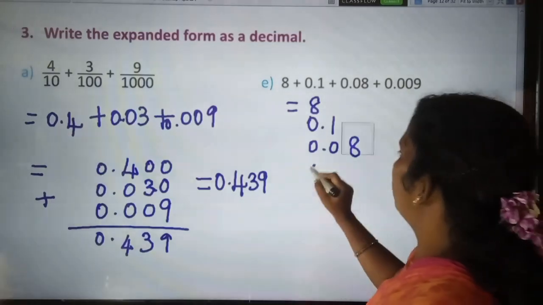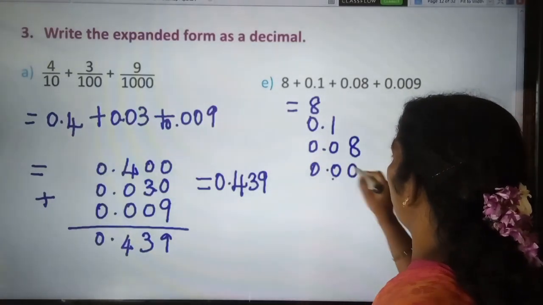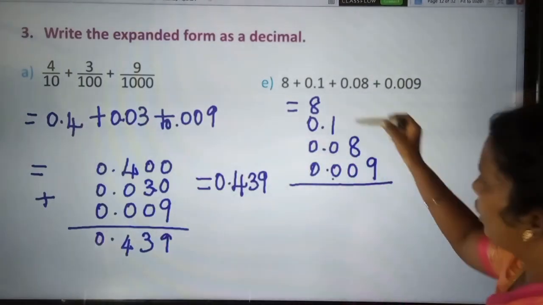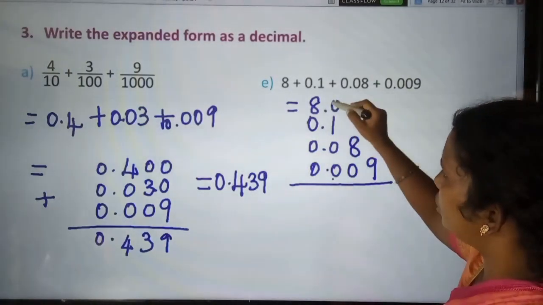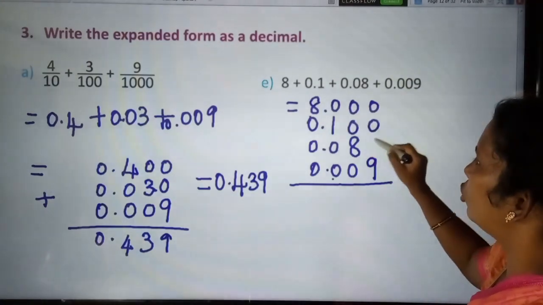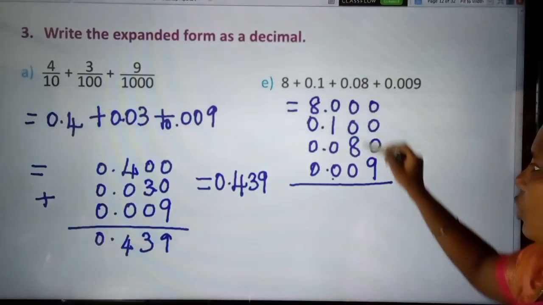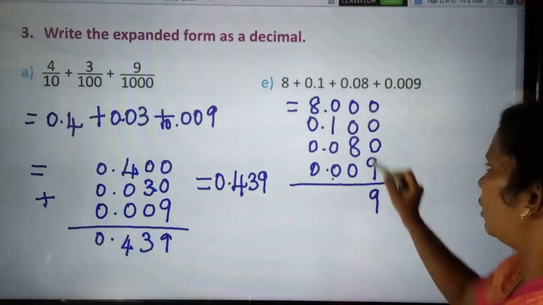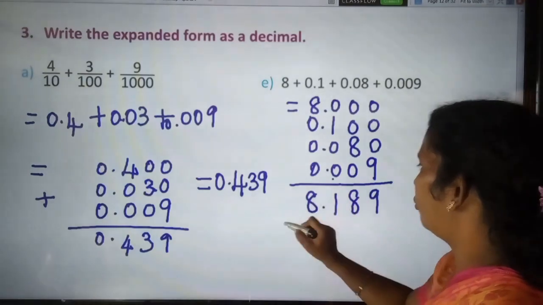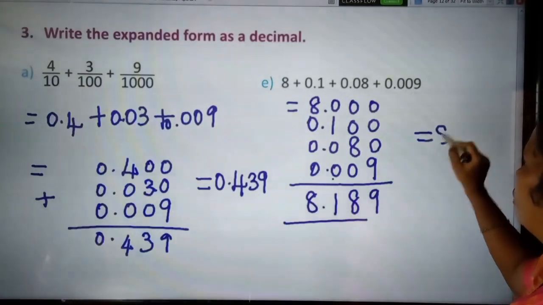0.008. For this, 0.009. Just as I said here, if we don't have any numbers, we can put the point and then 0. Because zeros after the decimal point have no value. Hence we can put zeros here. Here 9, 8, 1.8.